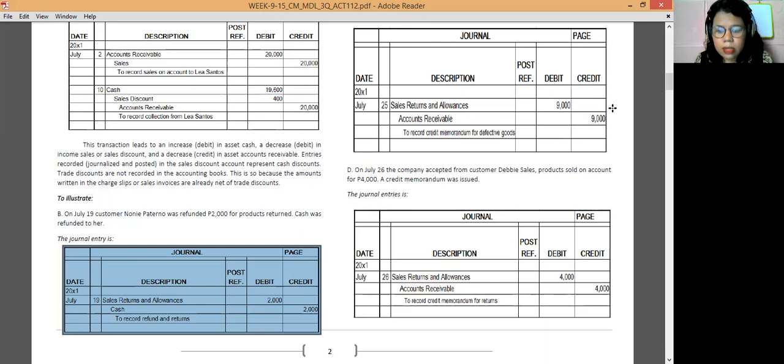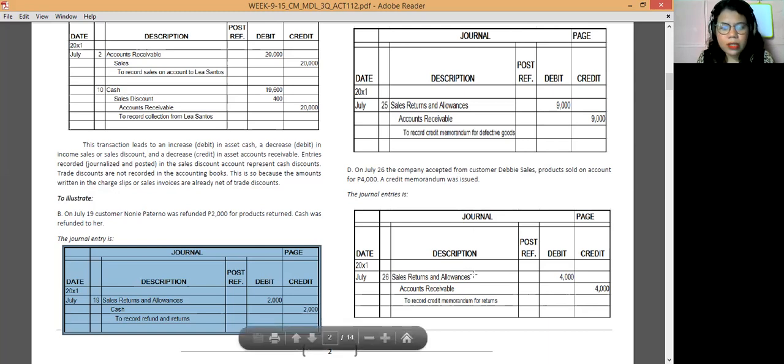Okay? So, next illustration. So, on July 26, the company accepted from customer Debbie Salas product sold on account for 4,000. A credit memorandum was issued. Okay? So, sales return and allowances. So, 4,000 and accounts receivable, 4,000. To record credit memorandum for returns.